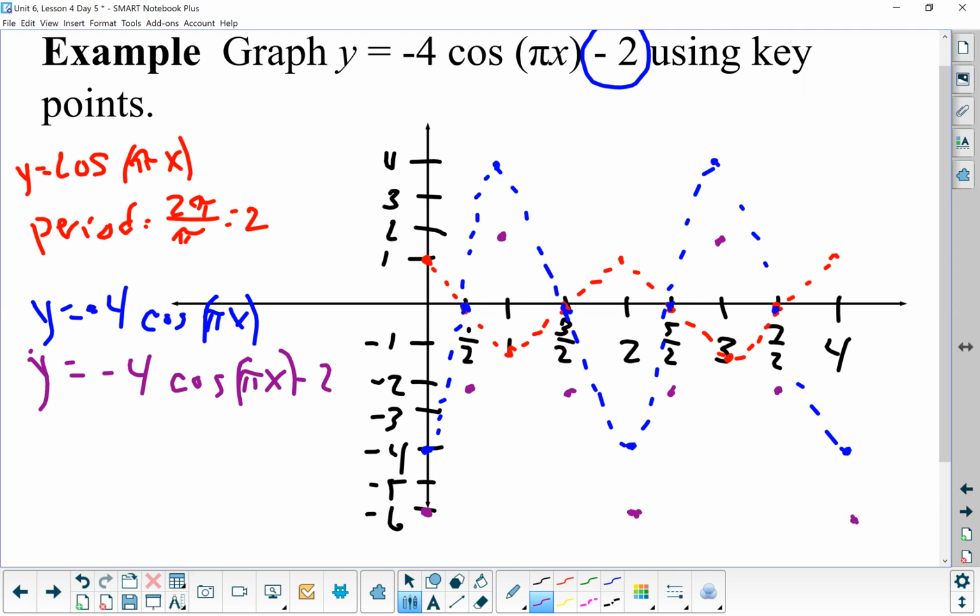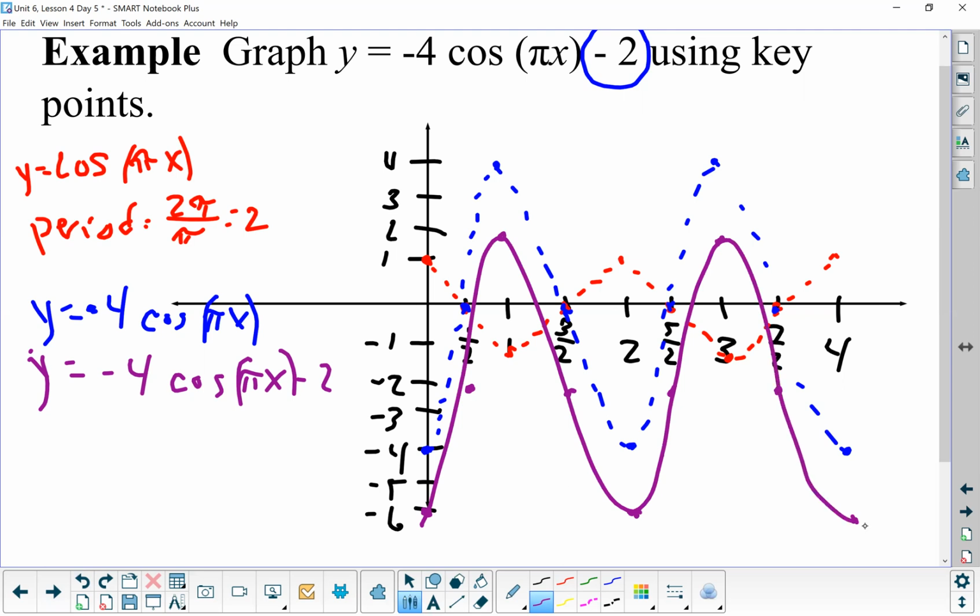So our graph, try this again, takes on this shape. So again, the only additional piece of information for today is we're going to add or subtract something at the end to shift our graph up or down.